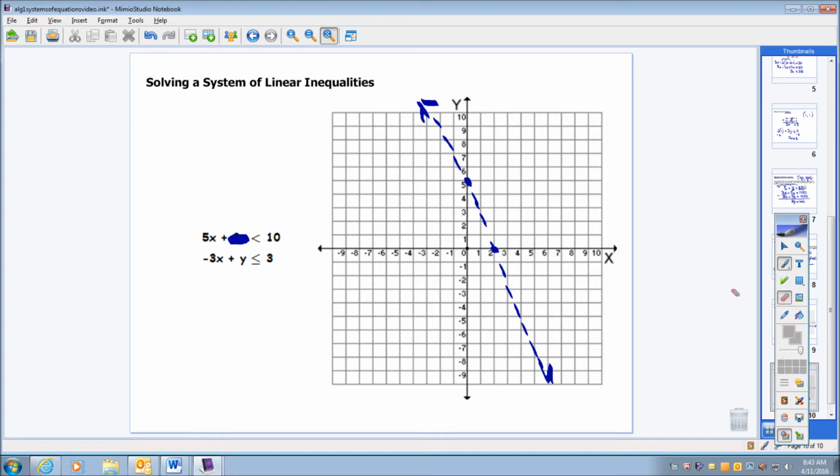Okay, the easiest point in the whole wide world to check is 0, 0. So I'm going to plug in a 0 for x and a 0 for y. It makes the whole thing 0. Is 0 less than 10? Yes, it is. So this point here that I just checked works. So it's going to be everything here. So you will never, ever color here. It's to the left, kind of to the left of this line.